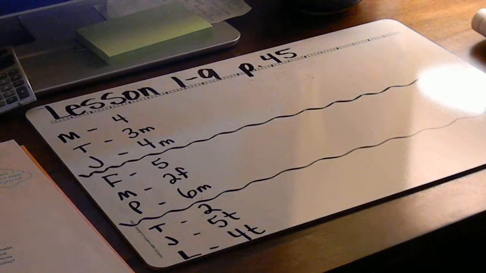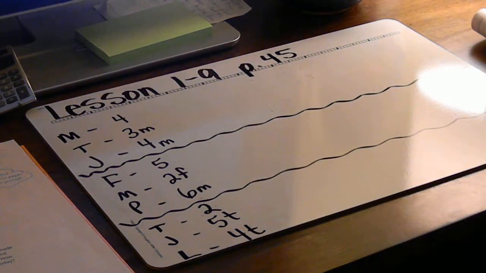Hey guys, we are on lesson 1-9 on page 45 in your textbook. And the lesson is about solving what are called comparison chains. We've been working on comparisons such as: Elijah spelled 5 words. Jeannie spelled twice as many words as Elijah. How many words did they spell all together?